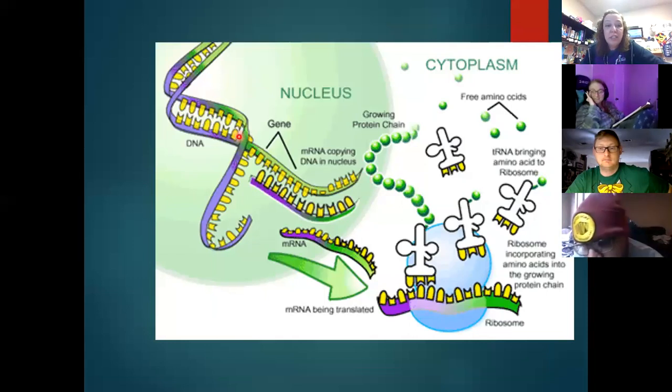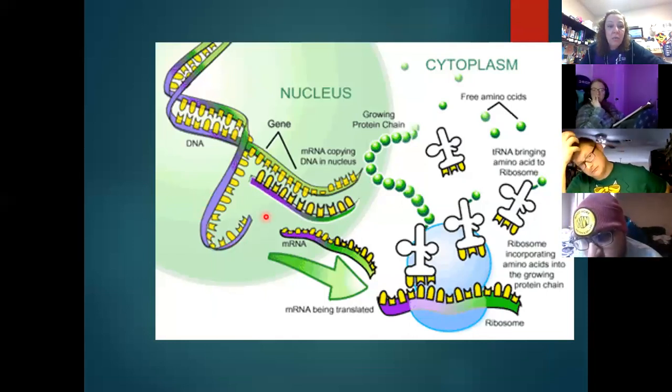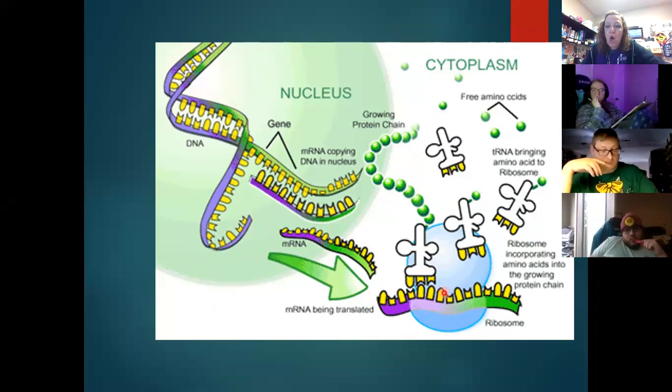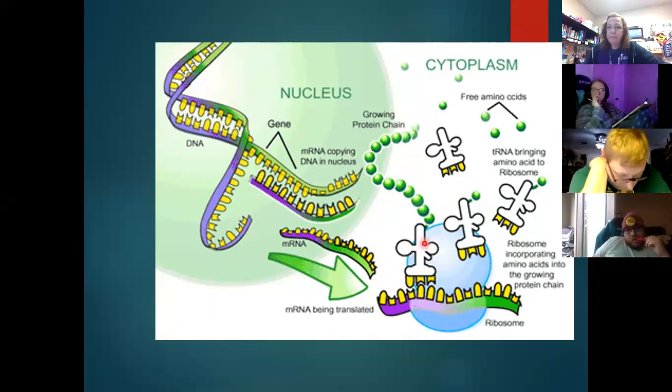Here's another picture. Here we are making our copy. This is our transcribed RNA. We're messengering it out, mRNA. We find the ribosome that can help us. He makes the protein, rRNA.